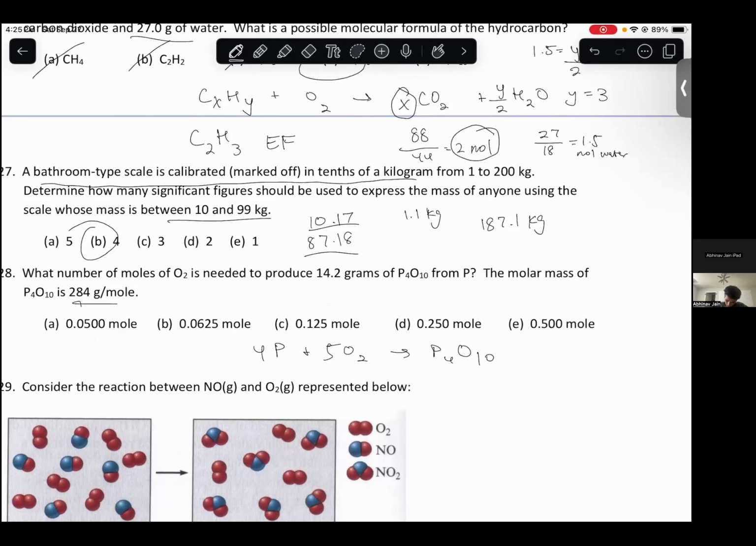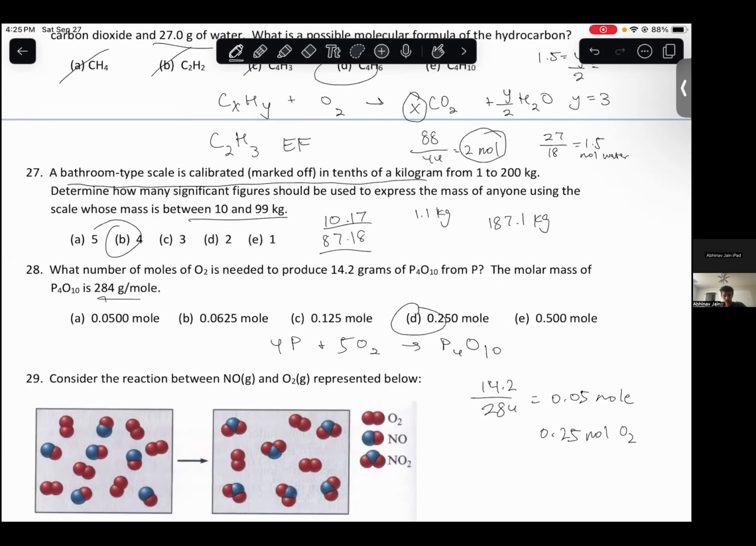So 14.2 grams of P4O10. It says that 284 grams per mole is the molar mass. So 14.2 divided by 284. Calculate that. It's going to be 0.05 moles of P4O10 that you're producing. And we need 5 moles of O2 for each mole of P4O10, so we're going to need 5 times as much. So 0.05 times 5, that's going to be 0.25 moles of O2. So that means the answer is going to be D.